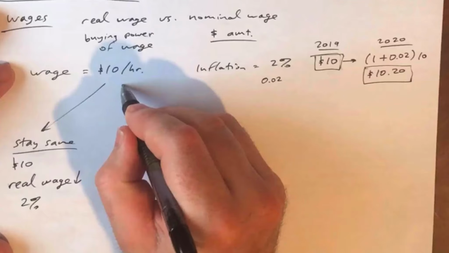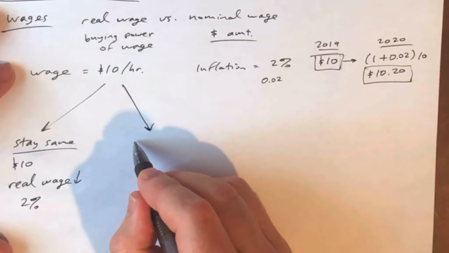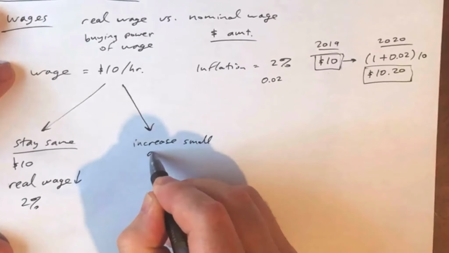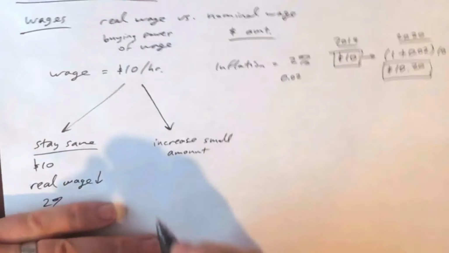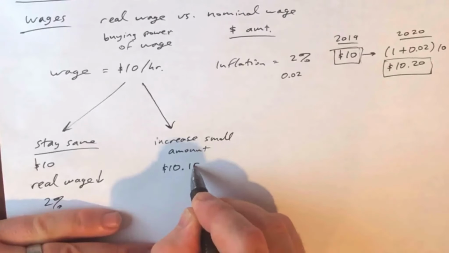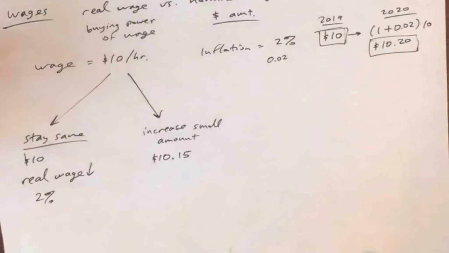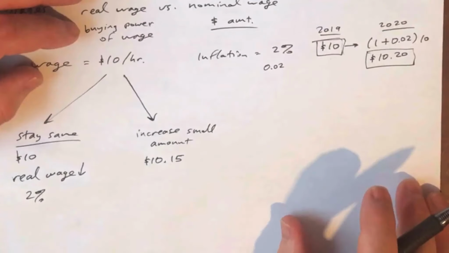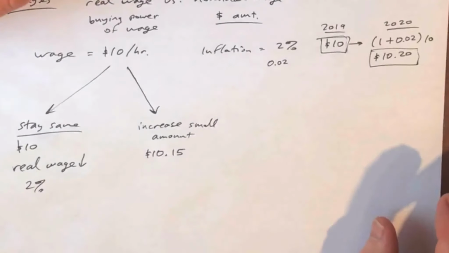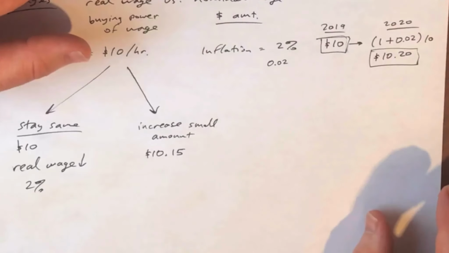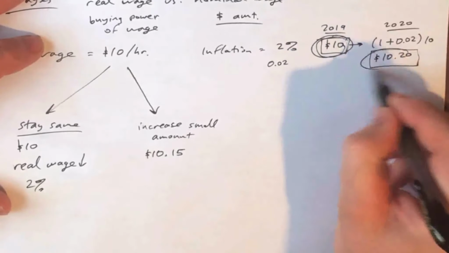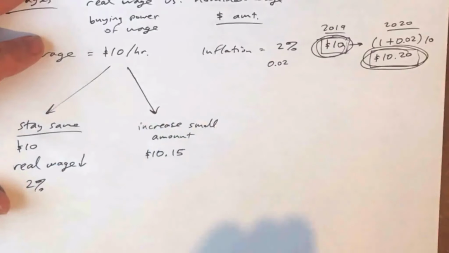Now another thing that could happen is your nominal wage could increase by, let's say, a small amount. Let's say that you get a raise that takes you from $10 to $10.15. Now, you'd probably be happy about that, because a raise is a raise, but should you be happy about it? Are you actually better off in terms of your standard of living, in terms of the buying power of your wage? You are not, because what needs to happen here is your wage needs to go to $10.20 just to stay even in real terms.